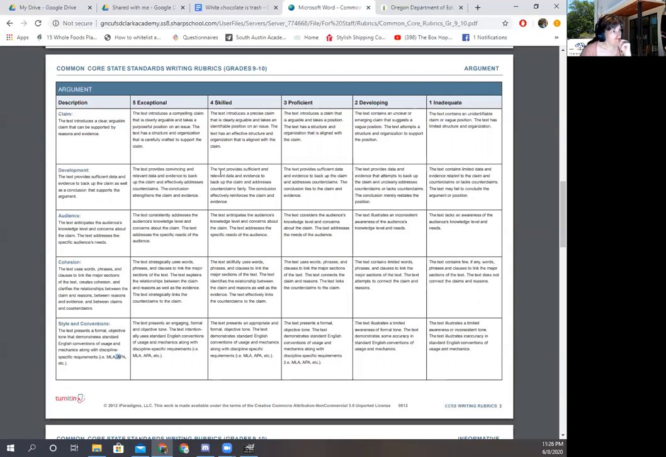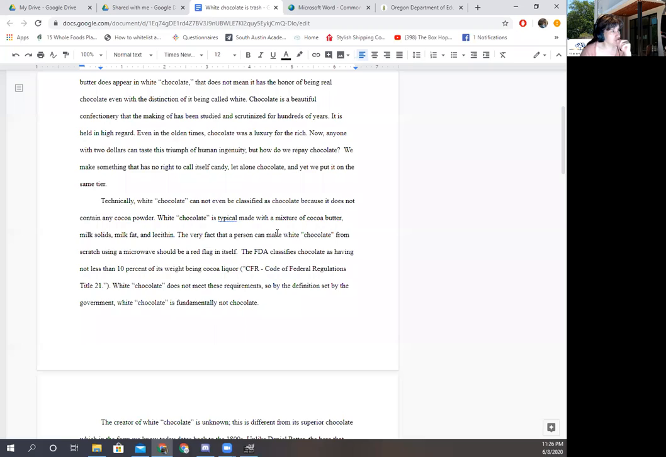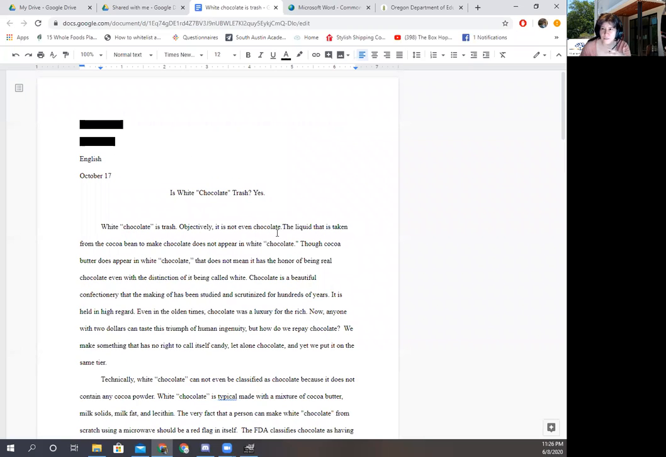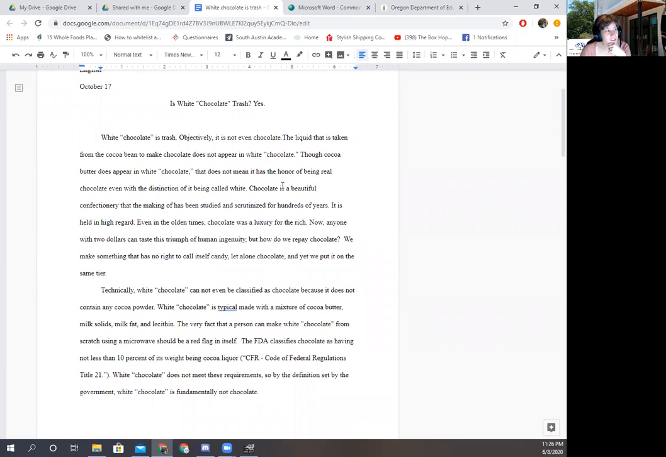So going back to this paper, I'm going to try to see if it's formal and if I'm engaged. When you're grading papers, you really want to read through them. You're going to end up reading through them a few times as you go through each of these categories. "White chocolate is trash. Objectively, it's not even chocolate." So already I'm laughing. My reaction is I am engaged in this. I think it's funny, but maybe you don't, maybe you're bored, so we'll keep reading.